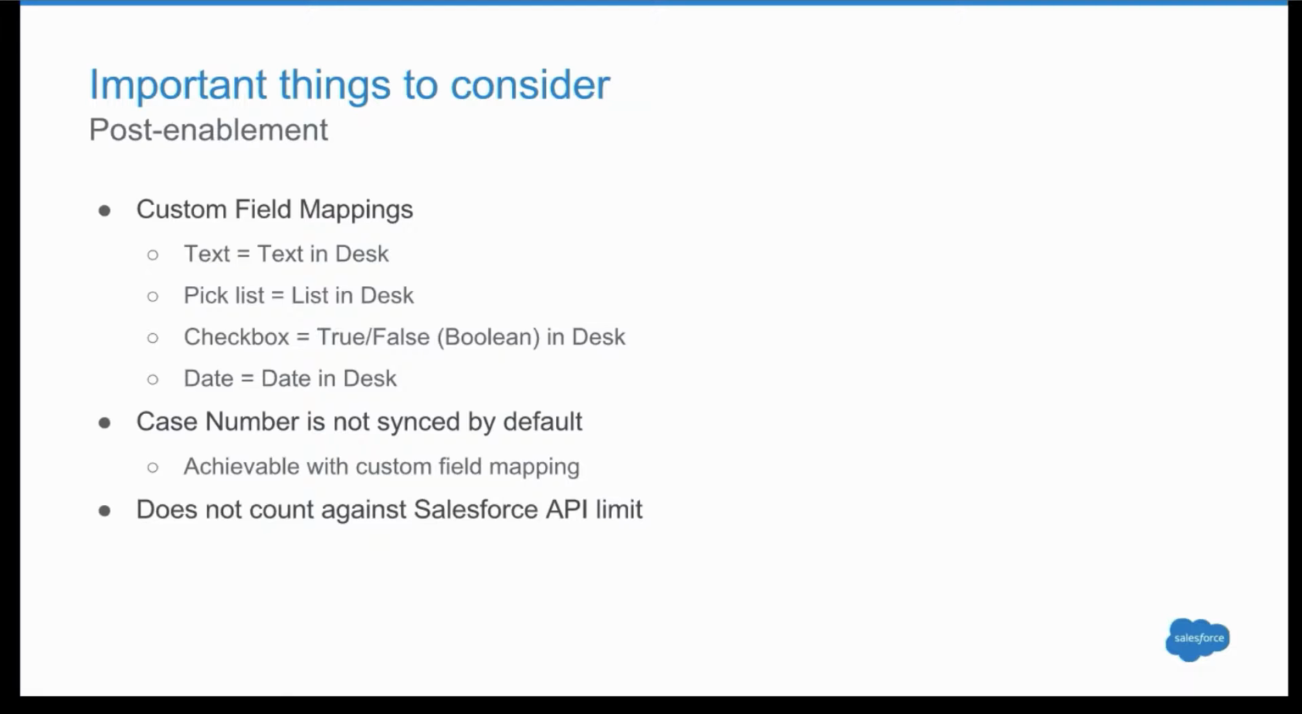So here are the standard field mappings per object. When we enable Desk Connect for cases, we'll be able to map the status, priority, subject, and description without any additional setup. For contacts, it'll be the name, title, phone, and email. And for account, it's the account name. And these are the standard fields that will get automatically mapped once we enable Desk Connect. Now, if you want to map your custom fields, here are the 4 data types that we have the ability to sync with, and that's text, pick list, checkbox, and date.